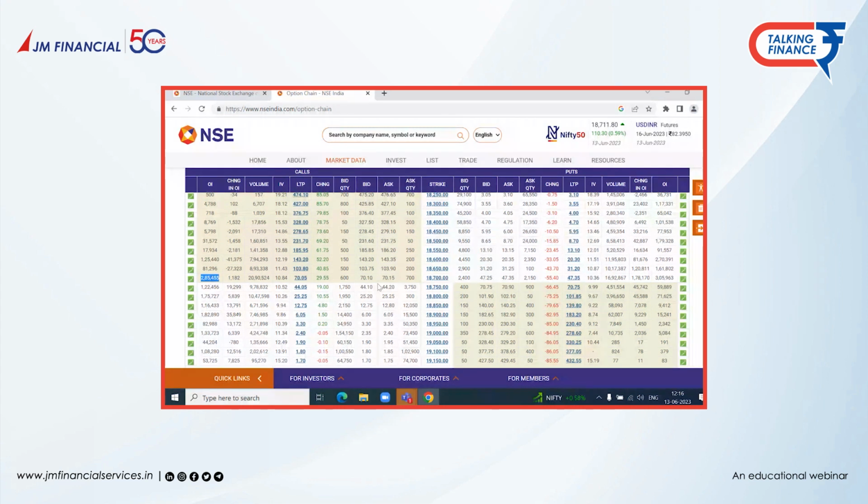Now if I see the same thing on the put side, the right side is my put side. So in the 18,700 put, I have 3.05 lakh contracts. So this is my total open interest for this strike price. Now which is heavier? Are there more OI positions on the put side or on the call side? You can see that obviously put has more, because 3.05 is more than 2.85.